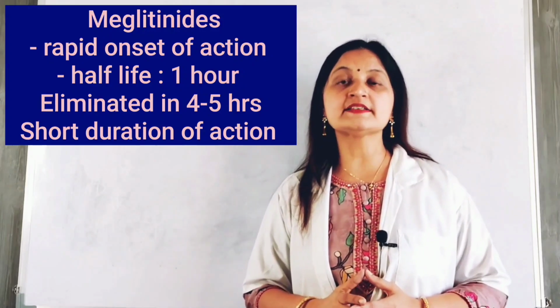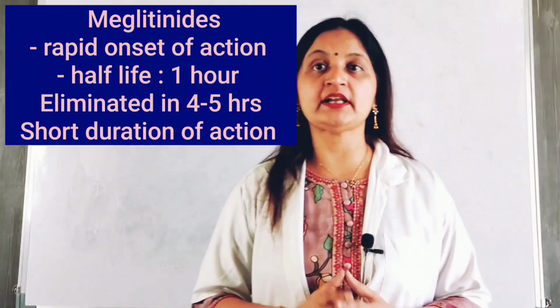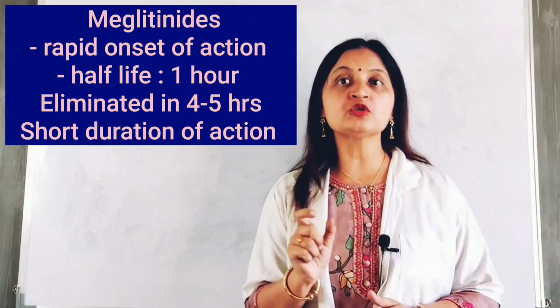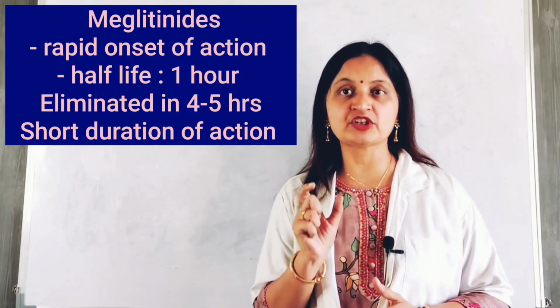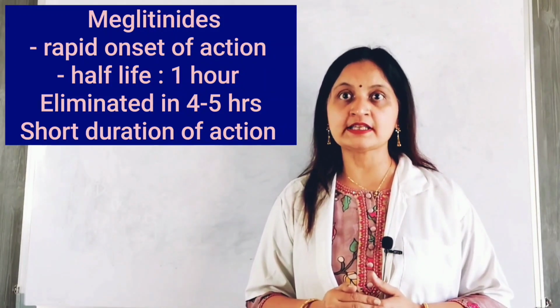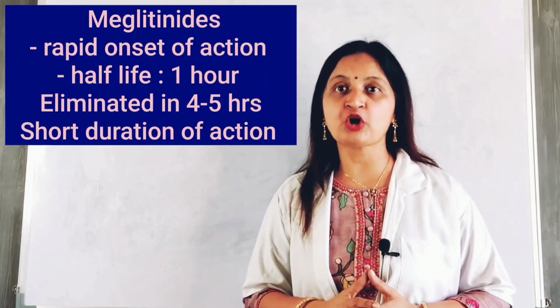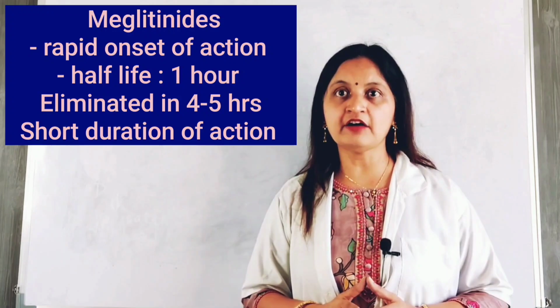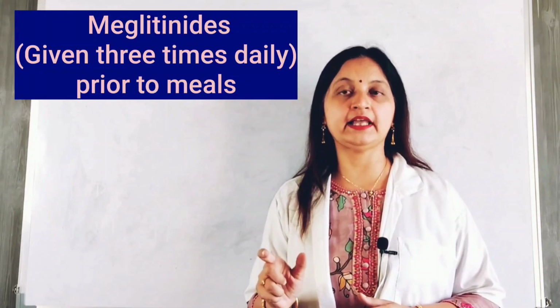When taken orally, it is absorbed into the systemic circulation and achieves a peak plasma concentration within 1 hour. Also, the half-life is very short, which is 1 hour. So, it is eliminated from the body within 4 to 5 hours, and therefore, it has a very short duration of action. Since the drug has a very short half-life, it is administered 3 times in a day.